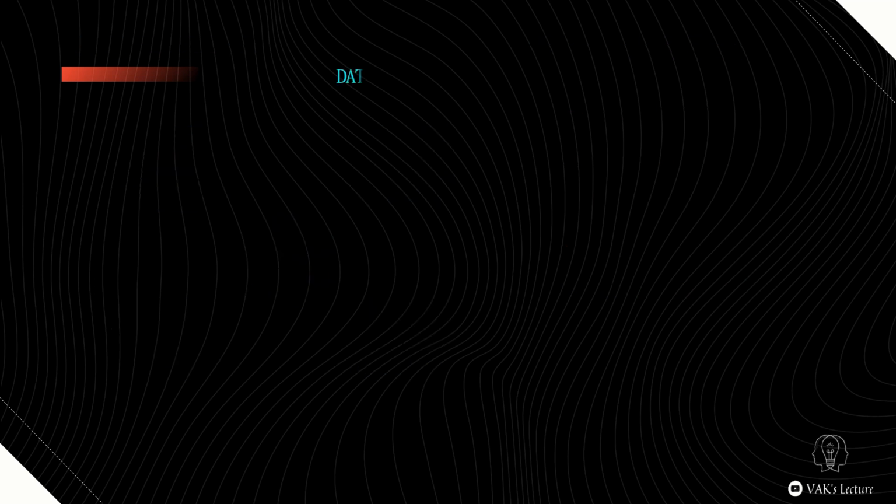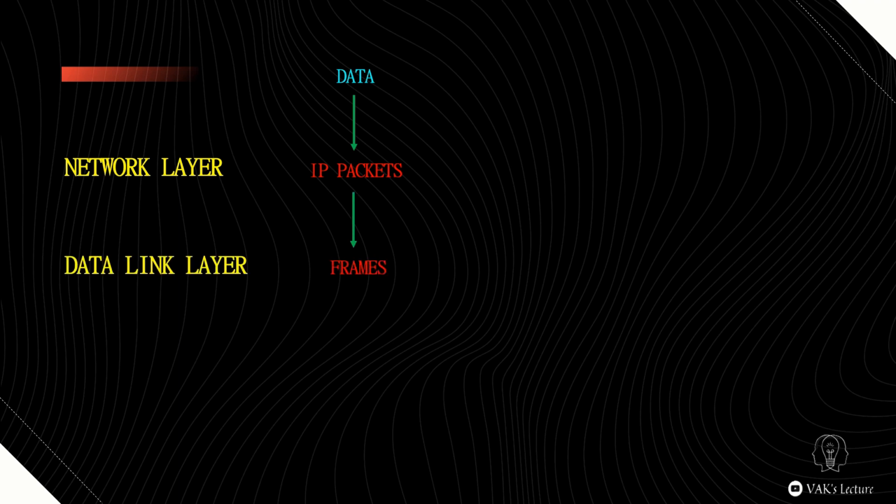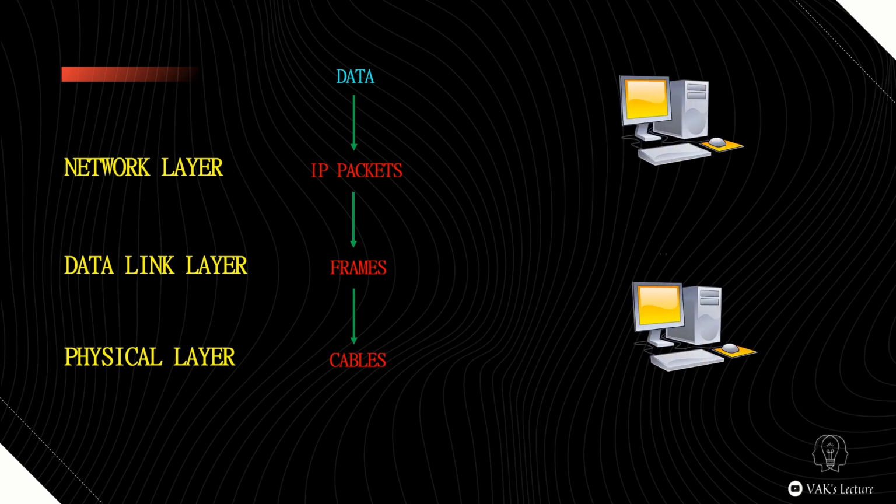Remember that the data in the network layer is in the form of IP packets, and IP packets are packed into frames in the data link layer. Physical layer then transmits the frames into transmission media, for example, network cables. So, in a computer network, the data moves from one computer to another in the form of frames.